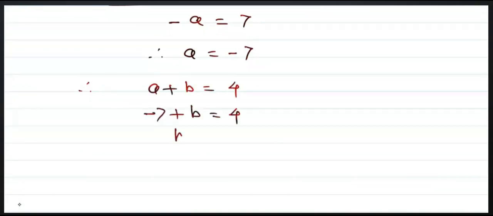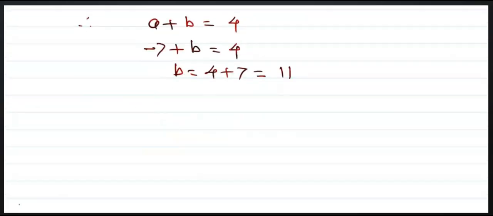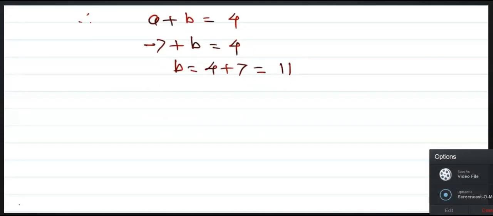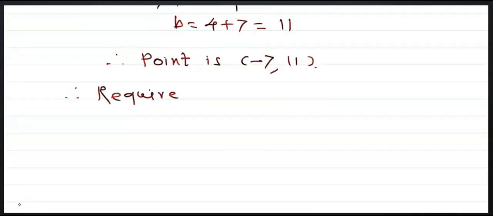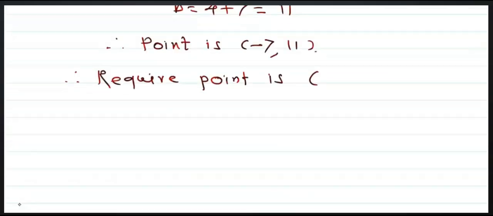a + b = 4. Therefore, minus 7 + b = 4, so b = 4 + 7, that is equal to 11. The point is (minus 7, 11). The required point is (minus 7, 11).